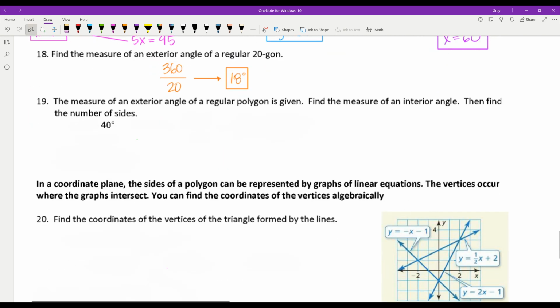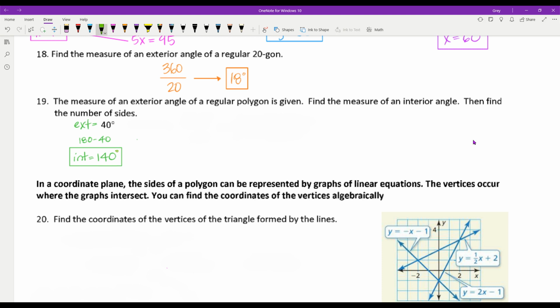Number 19. The measure of an exterior angle of a regular polygon is given. Find the measure of the interior angle, then find the number of sides. So as I told you, this is the easier way to do these problems. This is the exterior angle. If that's the exterior angle, then I'm going to subtract it from 180 to get the interior angle of 140. Forgot my little degree symbol, 140 degrees.